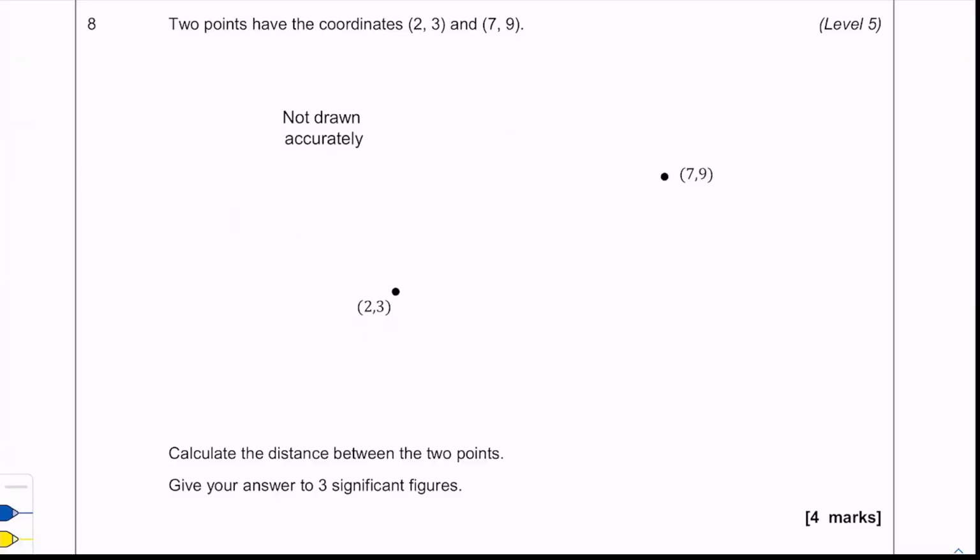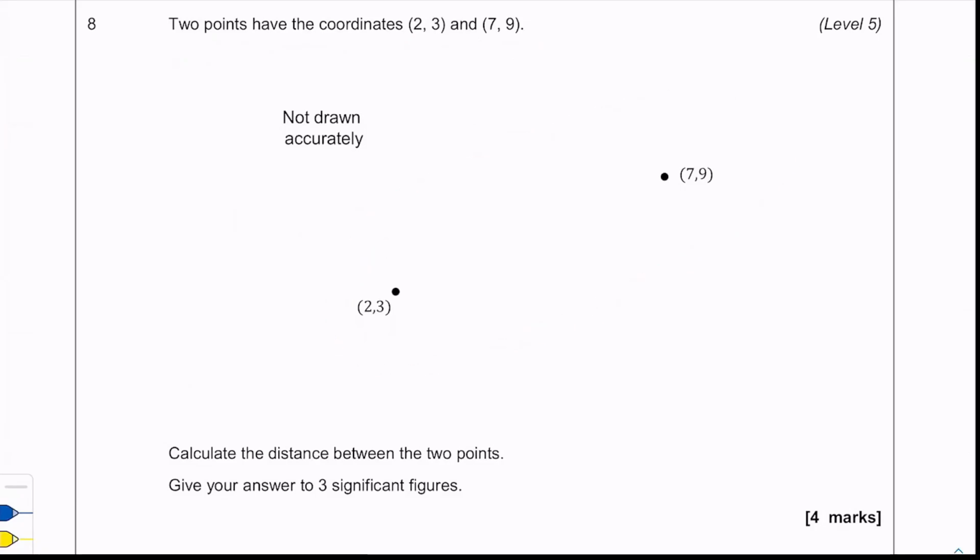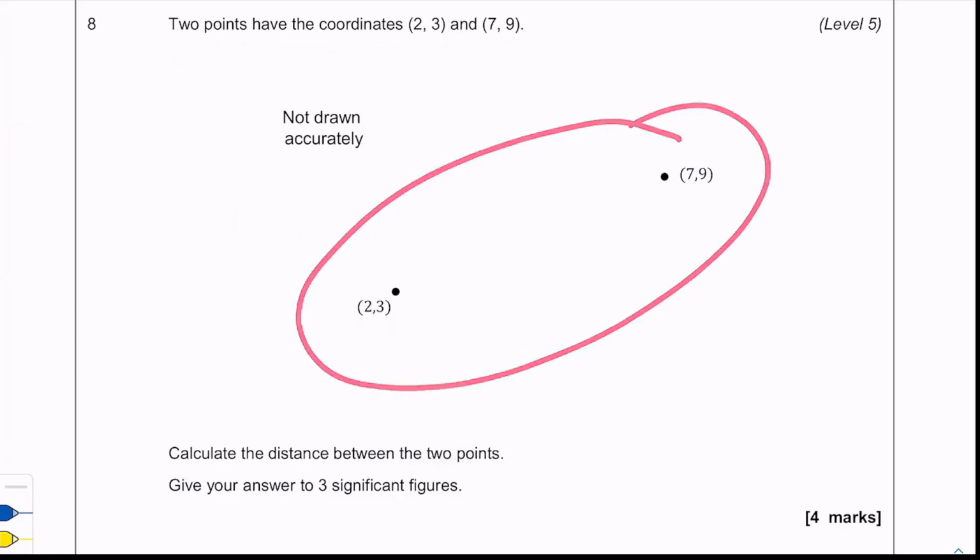Okay, right, our next question is again slightly harder. So this time we have two coordinates, 2, 3 and 7, 9. And here we can see them as points in space. And we need to calculate the distance between the 2 points. Okay, right. So let's have a think about this. How can we relate this to Pythagoras' theorem?